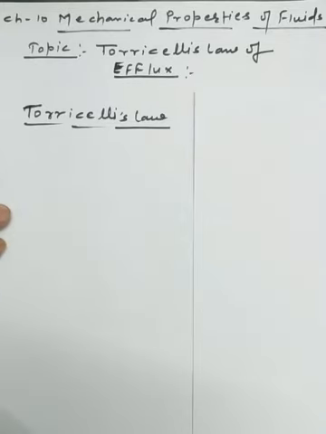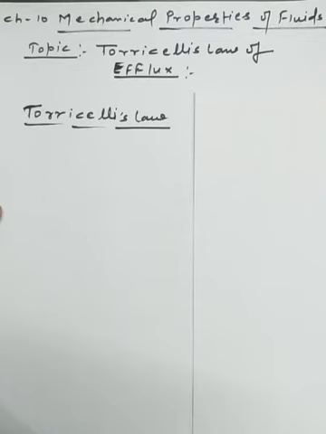Now, dear student, chapter number 10, Mechanical Properties of Fluids. And today we have the topic for the discussion, that is Torricelli's law of efflux, and it is one of the basic practical applications of Bernoulli's principle. In the previous lecture we already discussed the concept of the Bernoulli principle, that pressure energy, kinetic energy and potential energy per unit volume for a non-viscous streamlined flow of a liquid is constant.